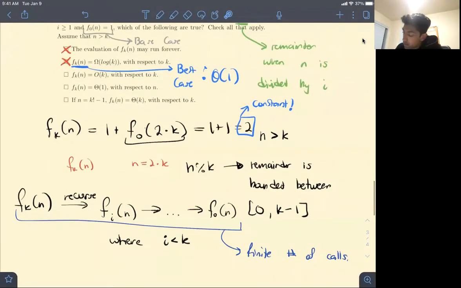Okay, so the next thing we're going to notice here is that f_k of n is big O of k. So this one is going to be true, and it stems back to this argument here.